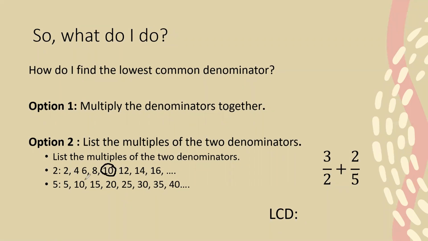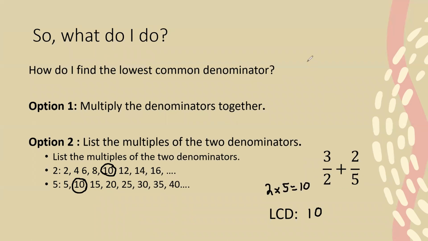Here it is, and here it is here as well. Lowest means that it's the smallest or the lowest value. Common means that they both have it, so they both have a 10. So here our lowest common multiple would be 10, and so our LCD would be 10. Or using method 1, we would multiply 2 times 5, and that would give us 10.